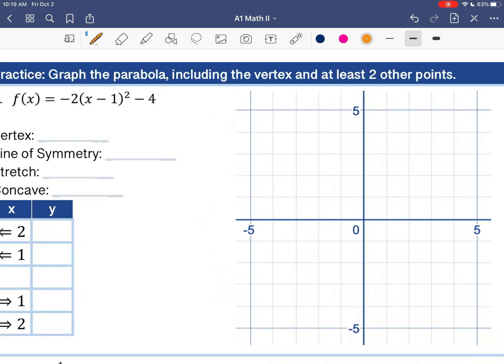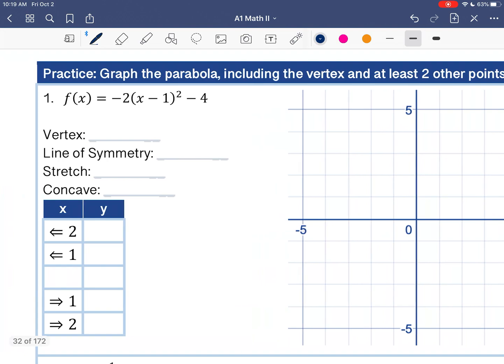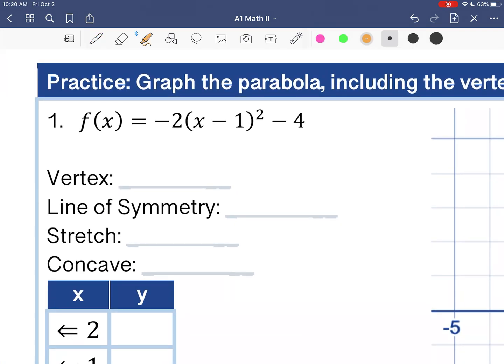So let's try this. I know this stuff is brand new, so if you're still reeling, don't worry, you'll get it, especially if you ask for help. So here's our function. I'm going to highlight again our stretch factor. That's our A. And then here's our H, and then here's our K. There we go. So our vertex is at +1.